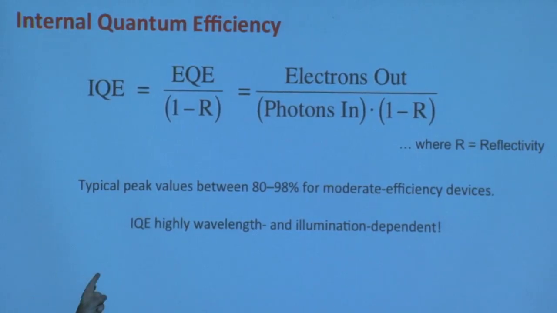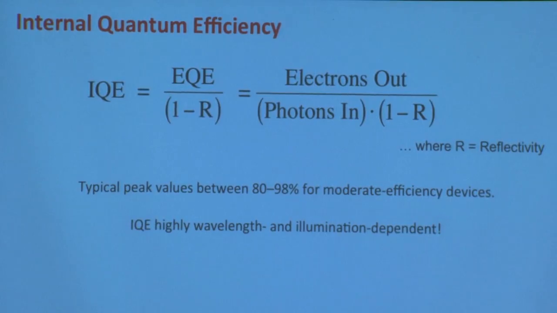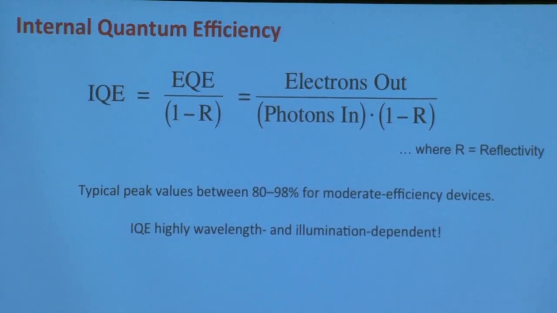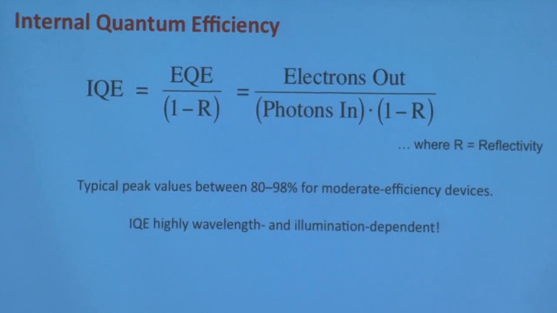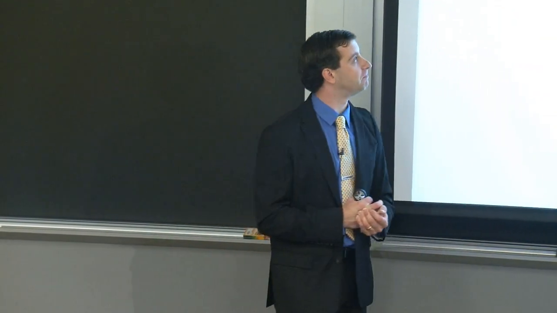If you want, you can think about the extreme cases there. If reflectance is 0, that means your EQE is equal to your IQE. Your internal quantum efficiency is equal to the external quantum efficiency. But if reflectance is, say, 50%, if 50% of your photons are being reflected off the front surface of your device, now your IQE is going to be double your external quantum efficiency.